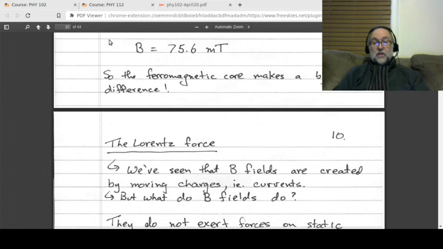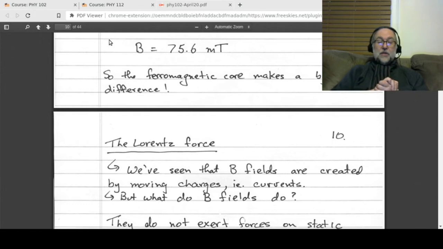And that's what this Lorentz force is. So magnetic fields do exert forces on charges, but once again, magnetic fields don't exert a force on a static charge. Magnetic fields exert a force on moving charges, in other words, currents, okay? So this is kind of interesting. You need a current to create a magnetic field, and then once you have a magnetic field, that magnetic field will exert a force on moving charges, not on static charges, okay?